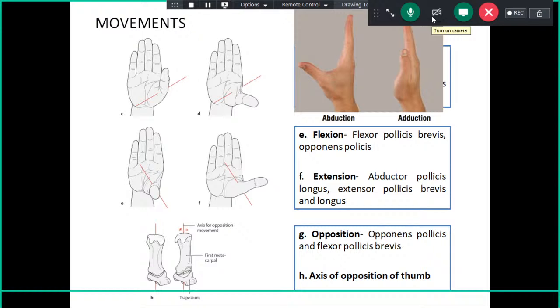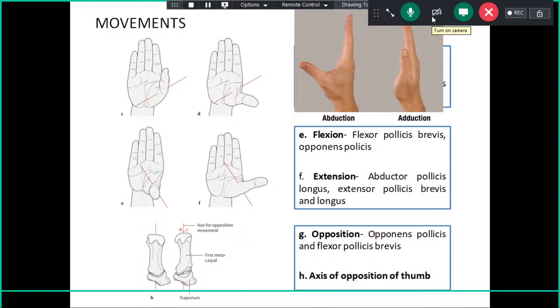And for opposition, the axis is a little confusing, I agree. Because in opposition you are bringing the pulp of the distal phalanx of the thumb into approximation with the pulp of the distal phalanges of the other four digits. So it is difficult to define, except in terms of rotation around the long axis. Fine? Then the axis will not be confusing.